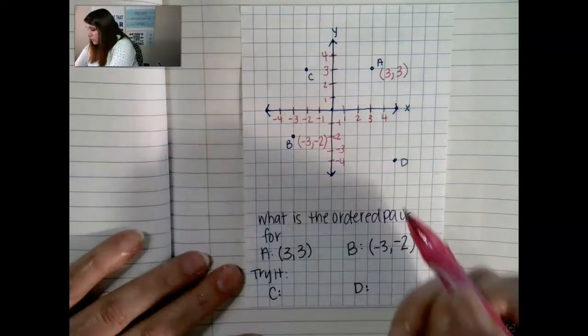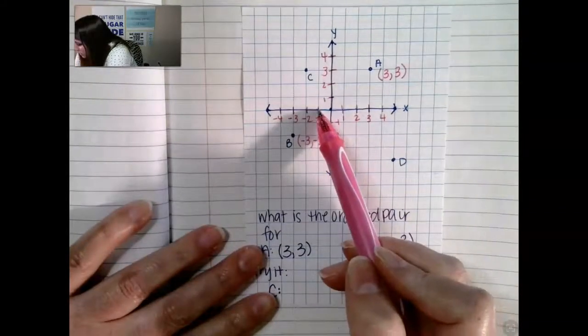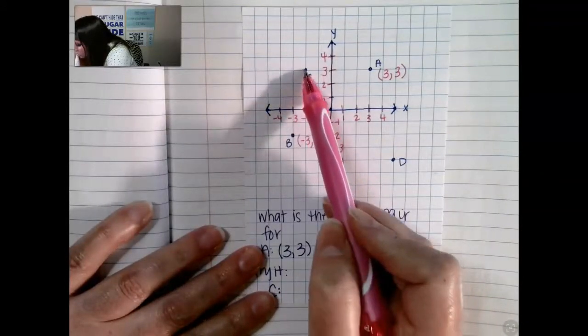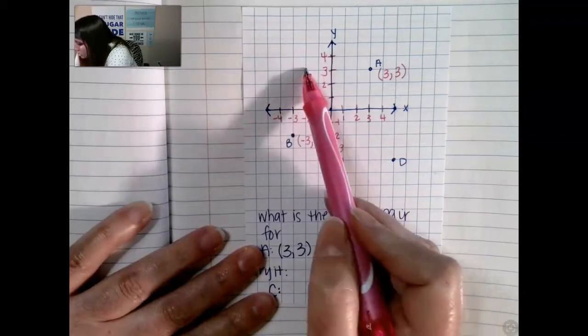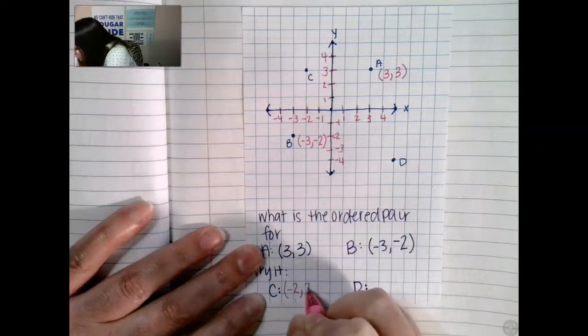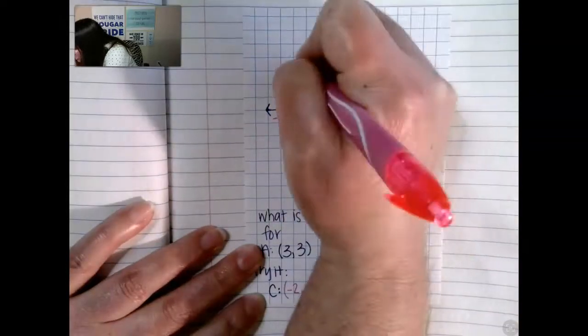All right, so letter C is over here. So I'm gonna go -1, -2, and then up 1, 2, 3. So it's at -2, comma 3. -2, comma +3 because it's on the positive side. -2, comma 3. Again, X first, then Y.